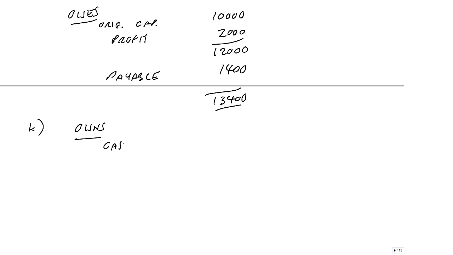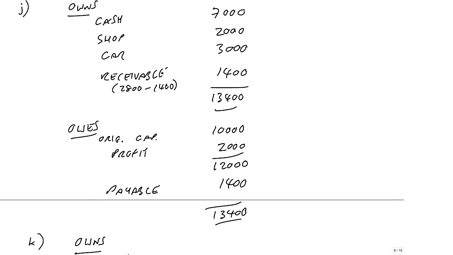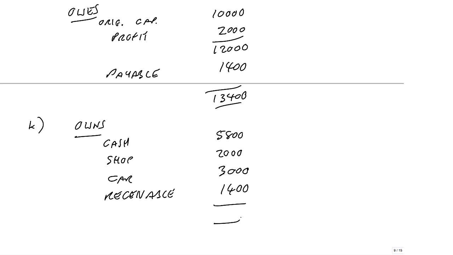Well, cash, if the owner's taken out 1,200, the cash falls by 1,200. So what was it? Was 7,000. If it goes down by 1,200, the cash falls to 5,800. Still got the shop, still got the car, still got that receivable. And so the total assets, 8, 12, 6, 8, 12,200. So far, one effect, the cash has fallen.